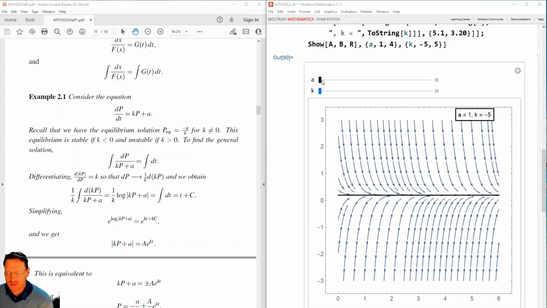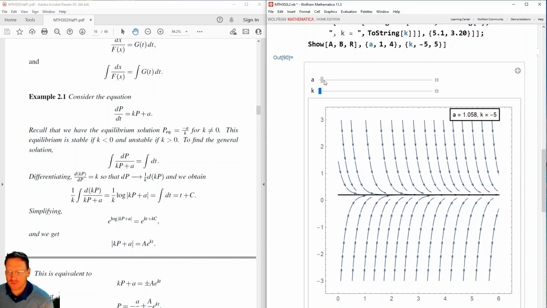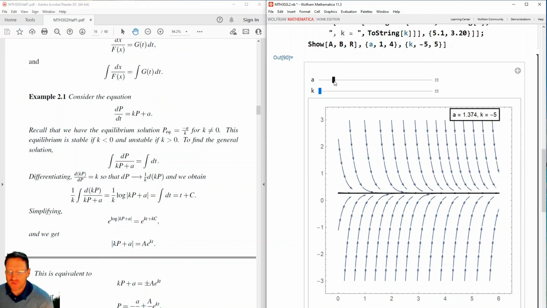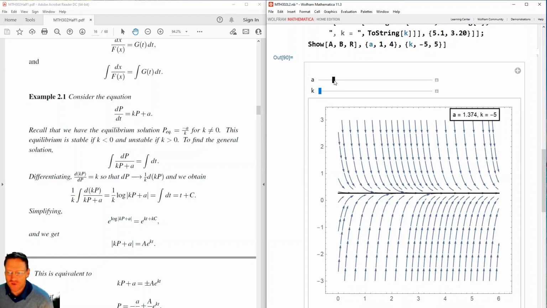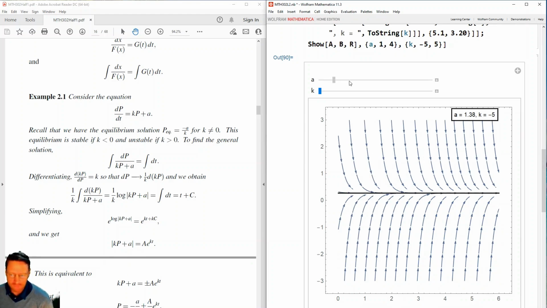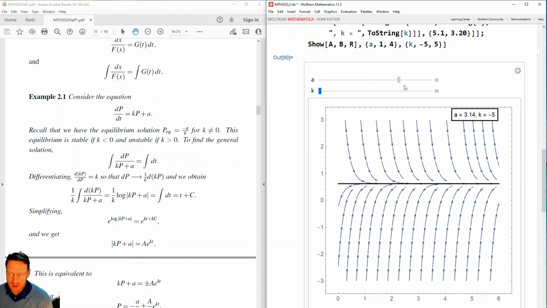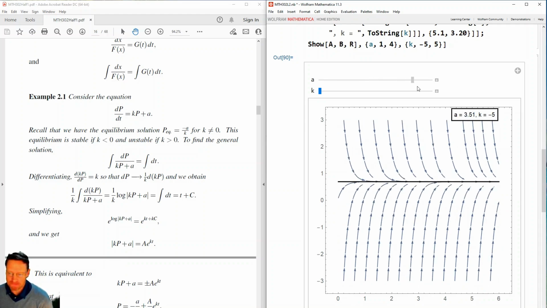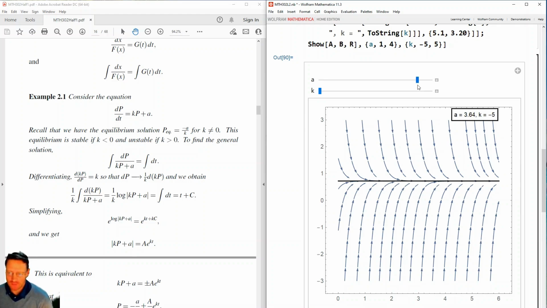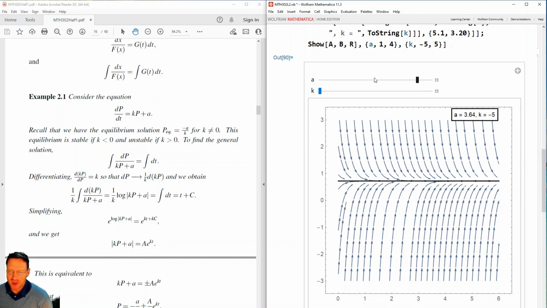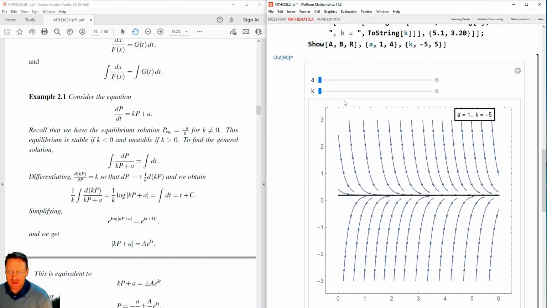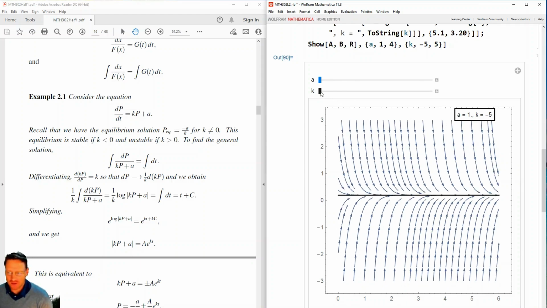So if I change the lowercase a value, you see that brings up the equilibrium solution higher. Okay. And now let's go back and take that down to 1 again. And let's just manipulate the k value. Now it's currently set at minus 5, so we have exponential decay towards the equilibrium solution.